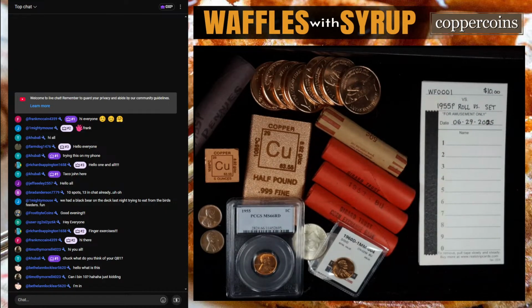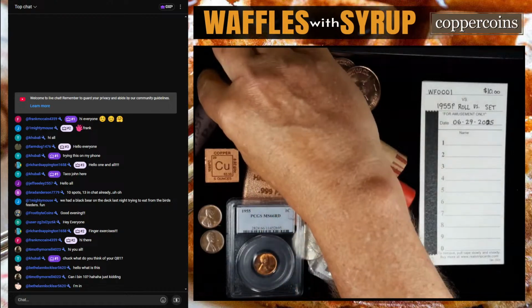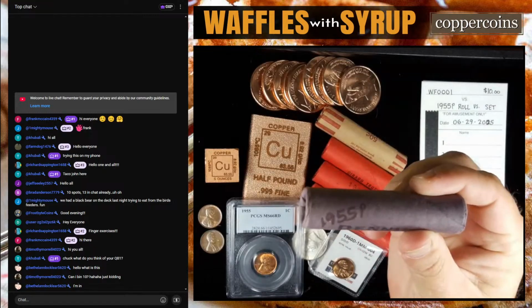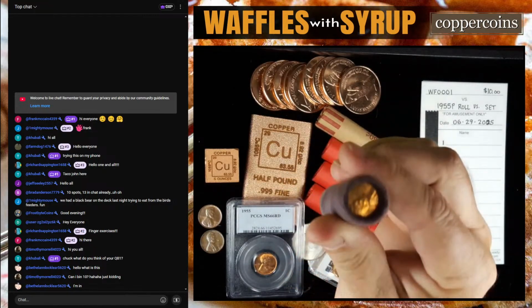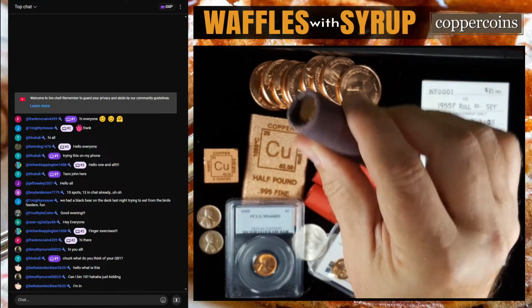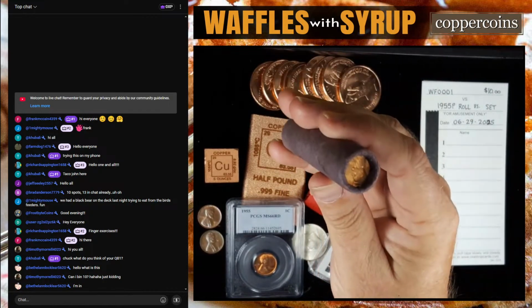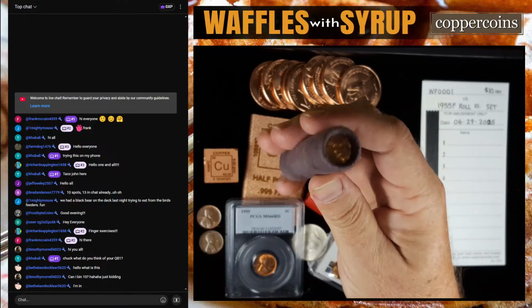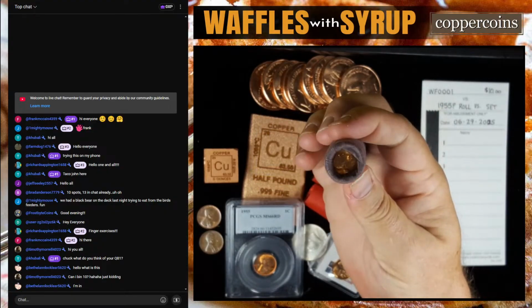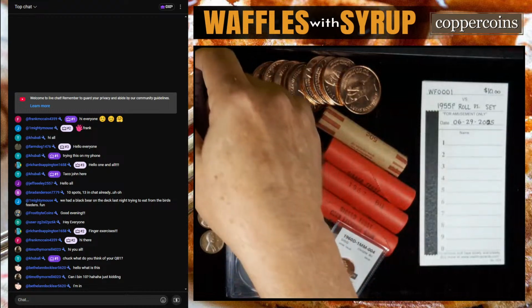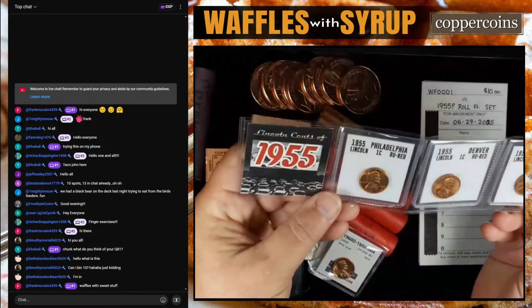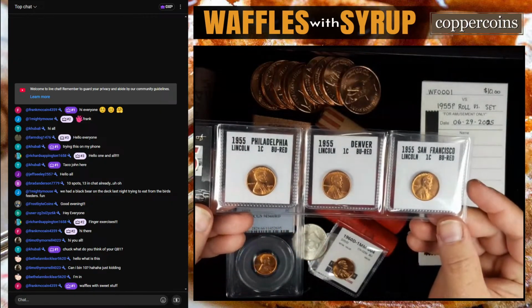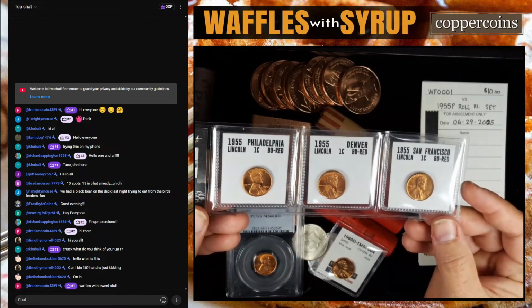Okay, so the first one that we're going to do is going to be this 1955 machine wrapped roll here. Trying to get in a place where the light shows it. 1955 machine wrapped roll versus a 1955 BU set of Lincolns, the Philly, the Denver, the San Francisco.